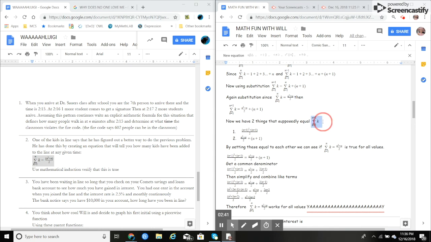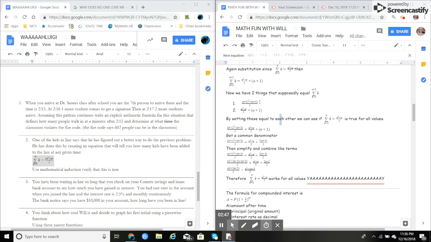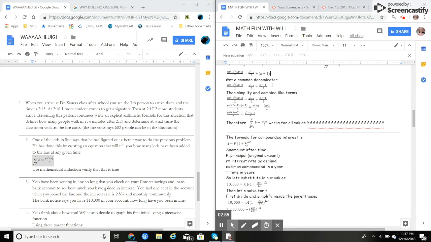So now we have two things that should be equal to the summation of k to the n plus 1 term, these two. So if we set them equal and they equal each other, that means that it's correct and the summation or the theory should work. They do end up, once you simplify them, to be correct, so this should work.